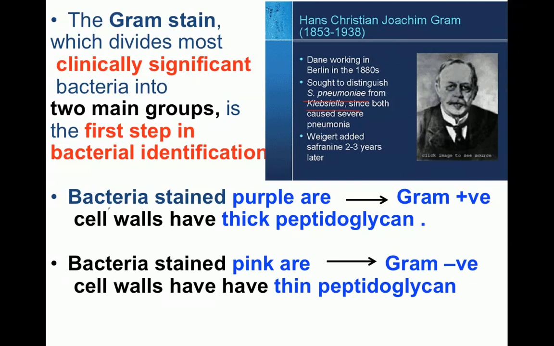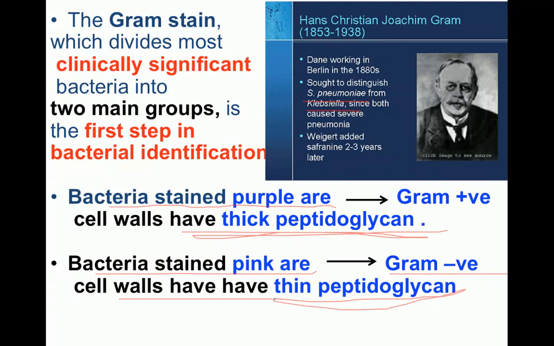Now bacteria which pick up the purple stain are gram positive bacteria because of the thick peptidoglycan layer that they have. The ones which pick up pink color are considered gram negative, and they do so because they have a thin peptidoglycan layer. So in other words, the principle of gram staining is based on the thickness of the peptidoglycan layer in a bacterial cell.